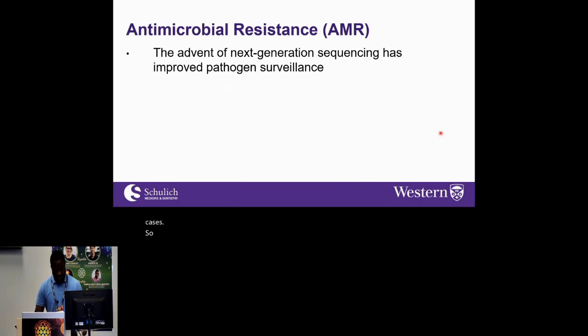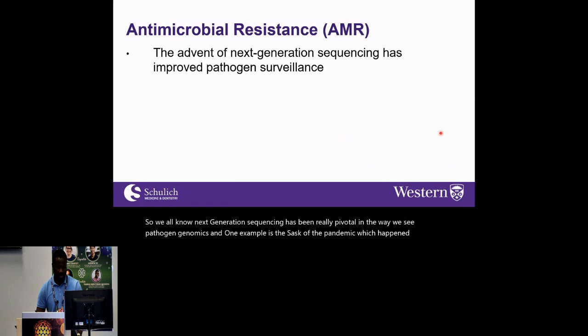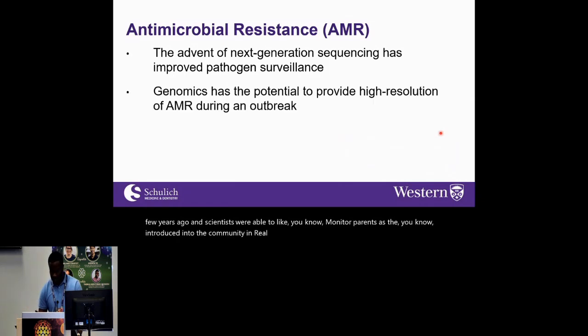So we all know next generation sequencing has been really pivotal in the way we see pathogen genomics. One example is the SARS-CoV-2 pandemic, which happened quite a few years ago, and scientists were able to monitor variants as they were introduced into the community in real time. We've also seen other cases where genomics has been used to monitor AMR outbreaks, such as cholera, and even wastewater sampling that many labs are involved in these days, where they can see antimicrobial resistance in the community by taking a pooled sample from effluent.